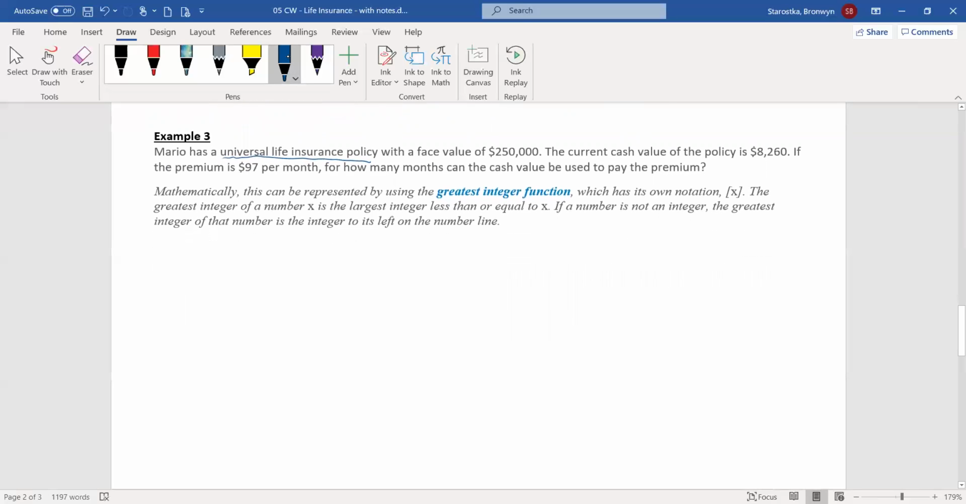So here we go. That's going to be $8,260 divided by that 97 per month is 85.15.